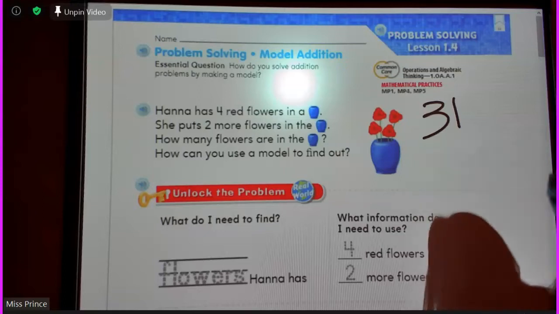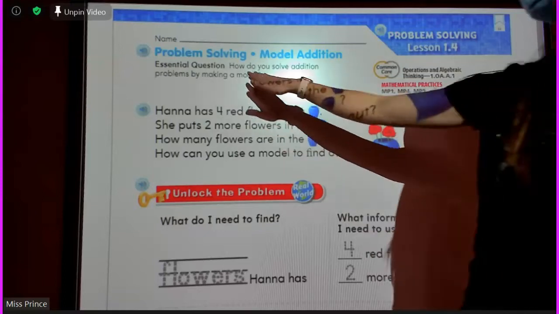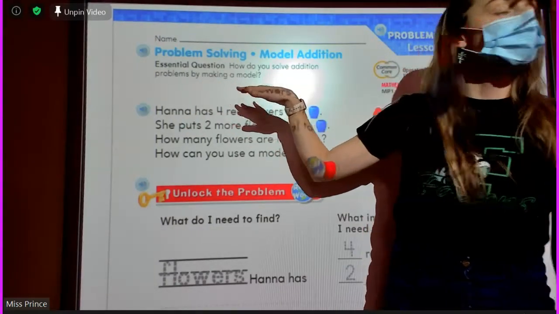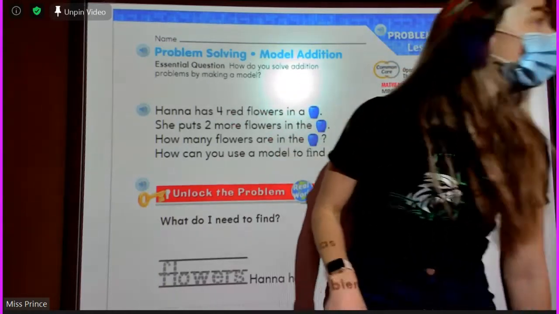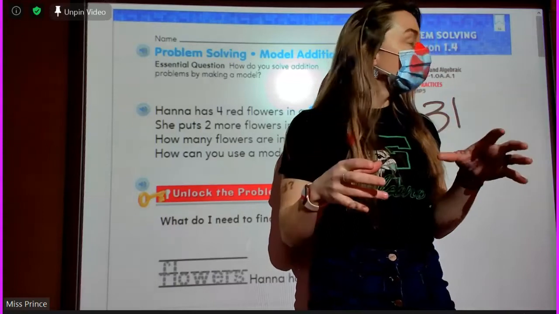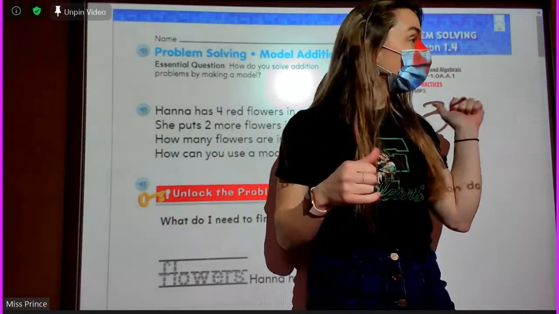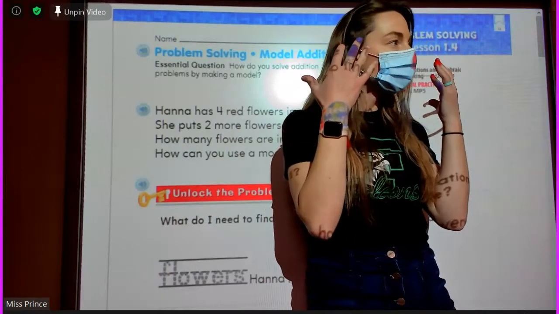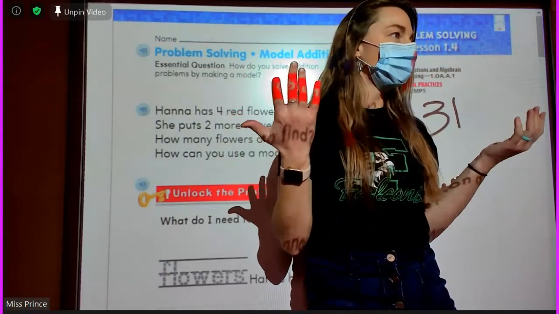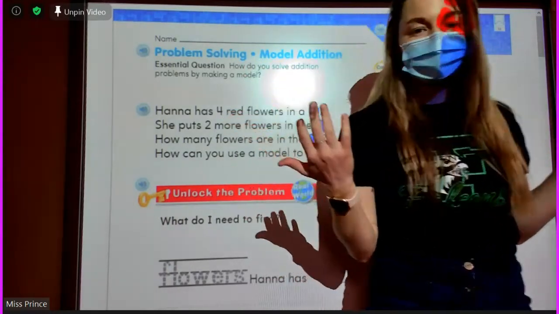All right, here is our question. How do you solve addition problems by making a model? So, when we are making our model today, we're going to be drawing pictures that match our story problem. And it's going to help us really picture that in our head. And we're going to say, oh, that makes sense. I can understand these problems so well.